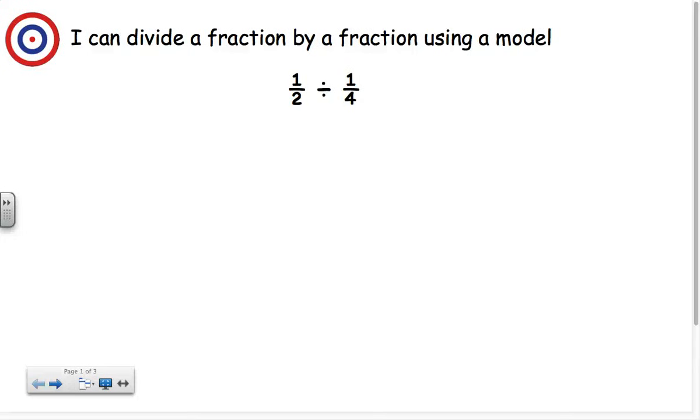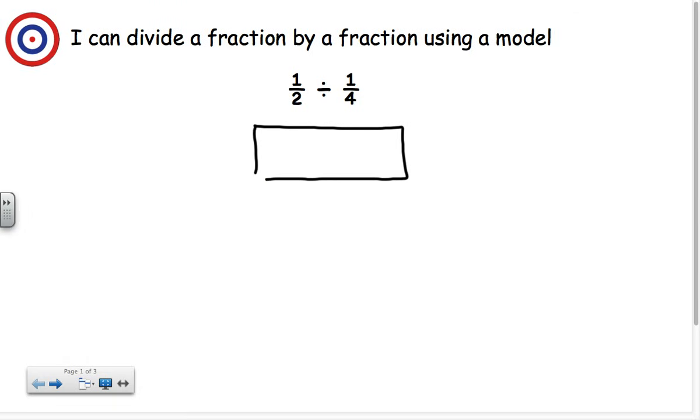Hey mathematicians, in this lesson we're going to be dividing a fraction by a fraction using a model. In this case we have 1/2 divided by 1/4. What I'm really trying to find out is how many 1/4 size groups can I get out of 1/2? And I'm going to use a model to show this.